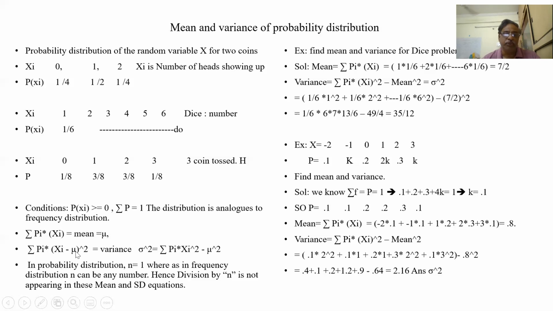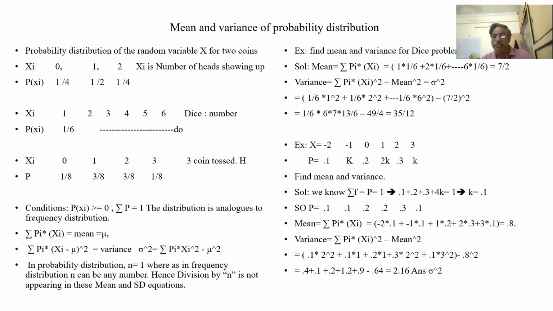So minus 2 xi mu, sigma xi is mu again. So minus 2 mu square plus mu square becomes minus mu square. This we have done in probability distribution. That is why n is not appearing here, because sigma p is 1. This is the mean and variance for the probability distribution.